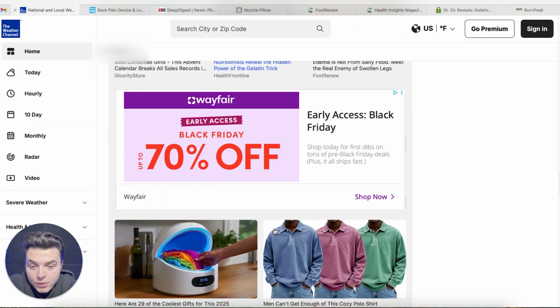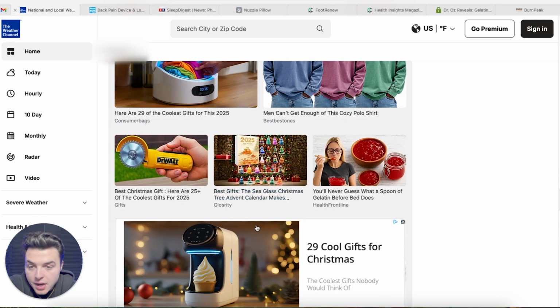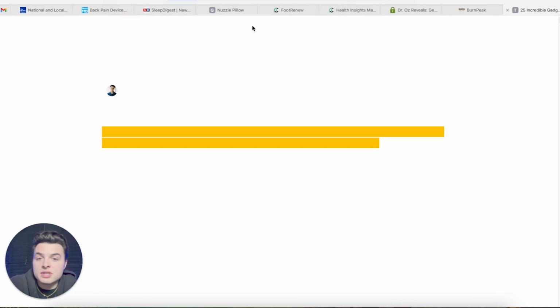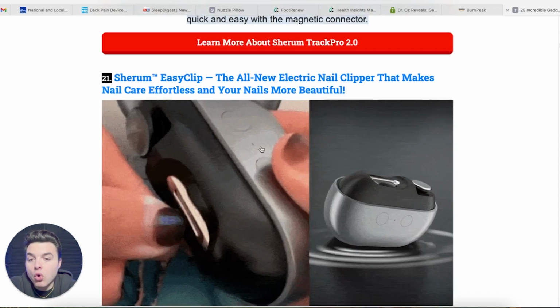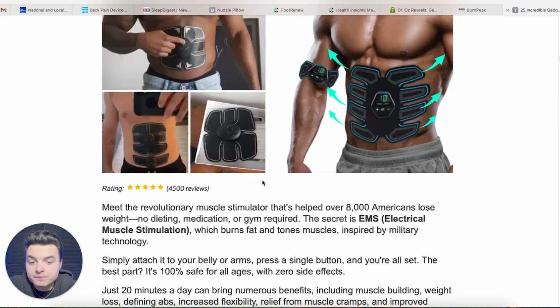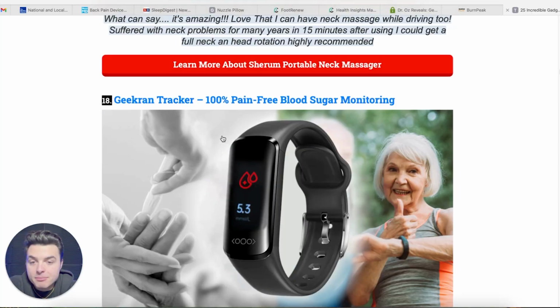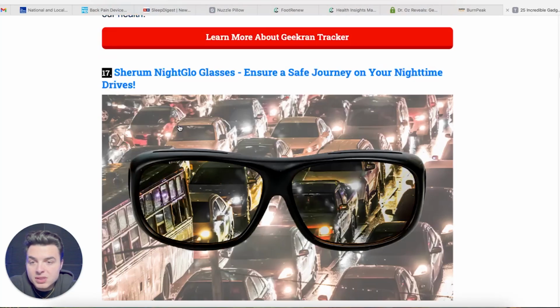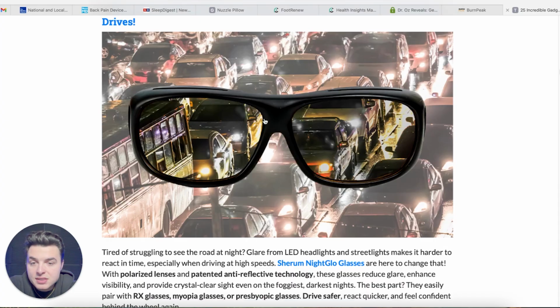Right back to it, right? What else can we find? Here's another one, right? Let's go down here. Best Christmas gifts. Here are 25 plus of the coolest gifts for 2025. Taboola again, right? And now you're seeing a whole list of products, right? Electric nail clipper, the ab shaker, neck massager, right? What is this? Night glow glasses for night driving.